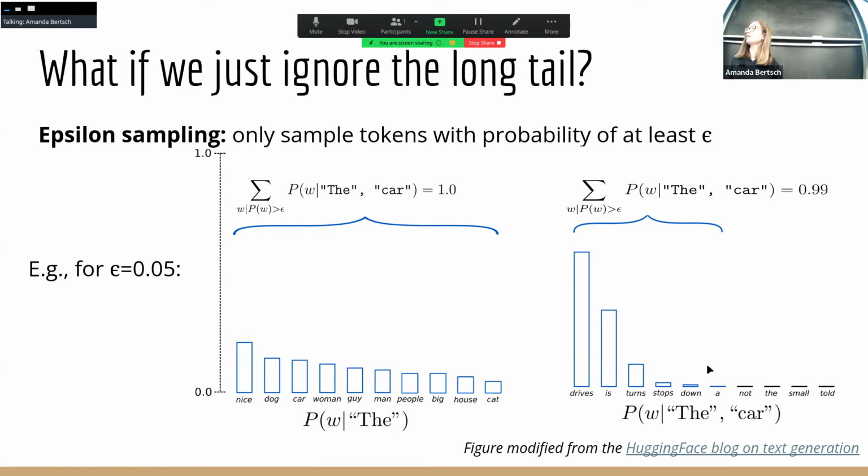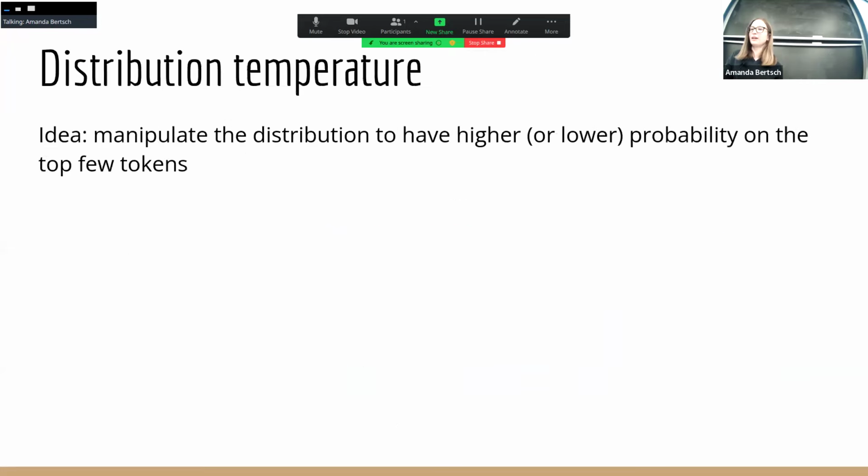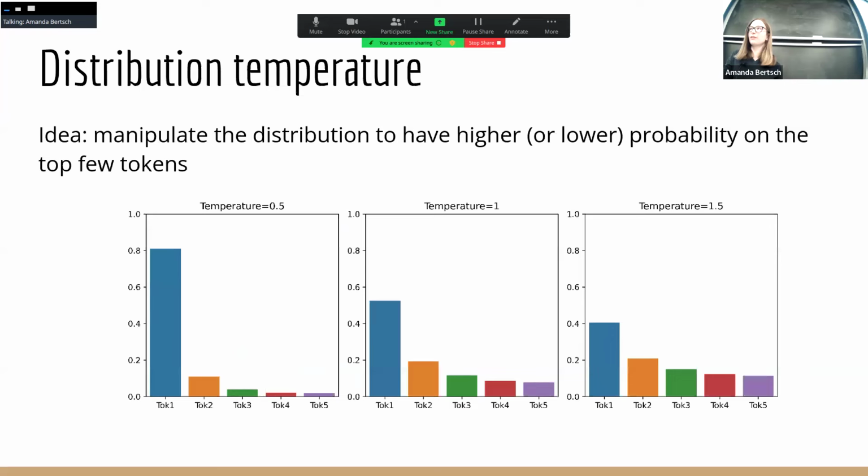So all 3 of these methods are different ways of trying to cut off the long tail using different heuristics. The tail of the distribution, though, isn't the only thing we could choose to modify. We could also choose to modify this peakiness of the distribution.